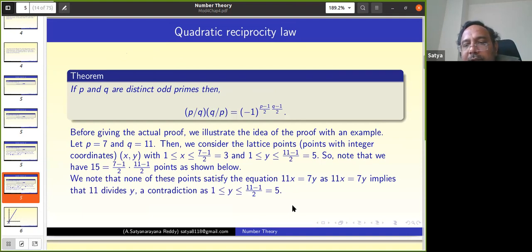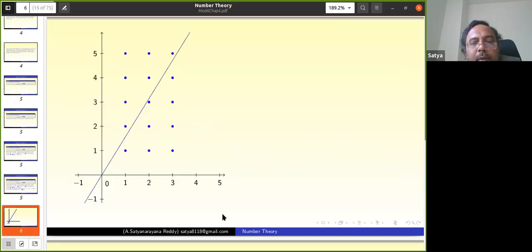None of the points satisfy this 11x equal to 7y, right? If it is satisfied, then we will get a contradiction, correct? For example, 11x equal to 7y, 7 divides 11x, but x lies between 1 and 3, so 7 does not divide any x. 7 does not divide 11 also. 7 cannot divide the product. Similarly, 11 cannot divide 7y. So it is quite obvious.